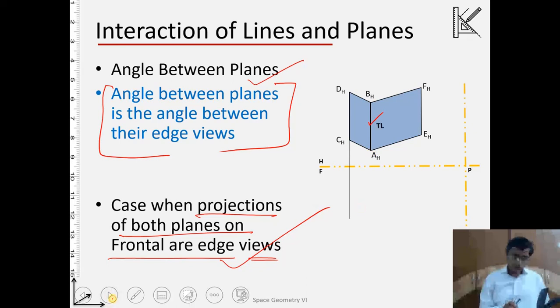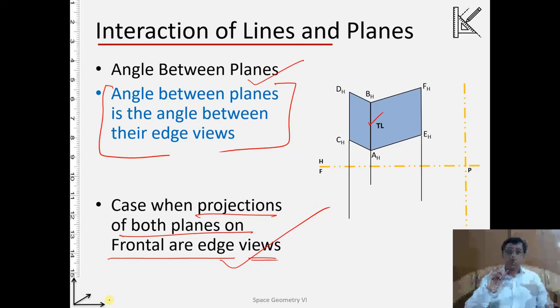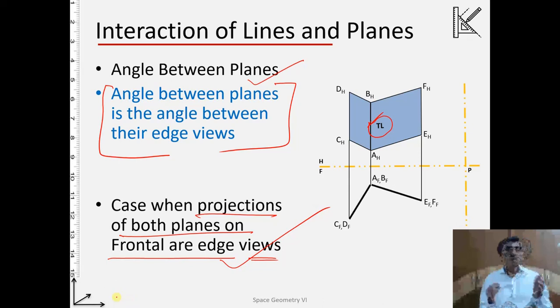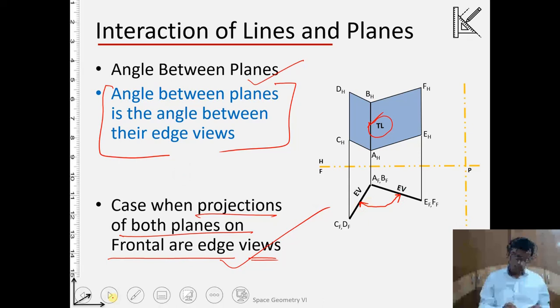So the corresponding projection of this, again notice when I said perpendicular, this line is perpendicular to the frontal plane. That means this line is parallel to the horizontal plane. That's why on the horizontal plane I have got the normal view of this, and we are writing it as TL. Once you project it onto the frontal, you will get the edge views of both the planes. And as we discussed, the angle between the planes will be equal to the angle between their edge views. So both are the edge views, and this is where the angle is.